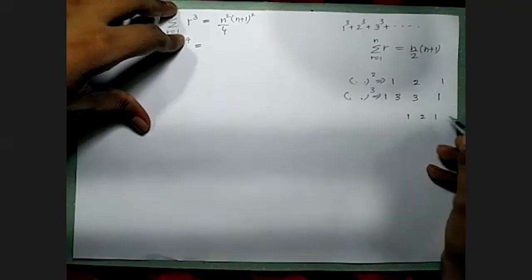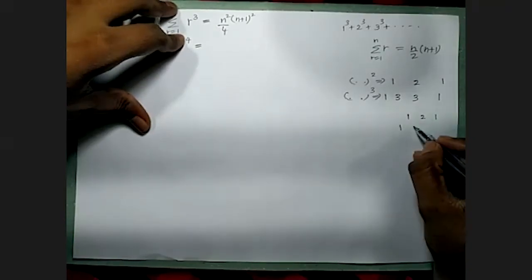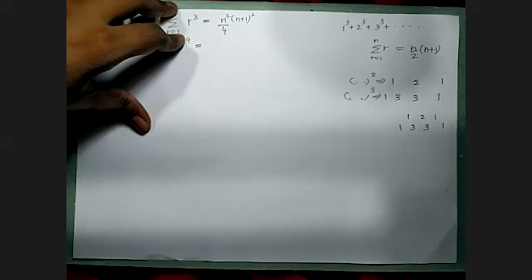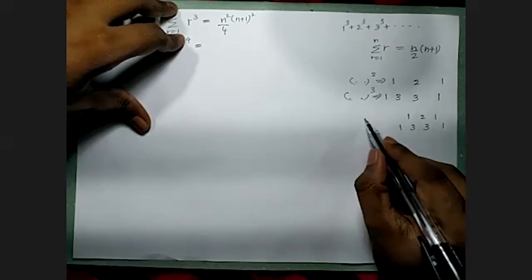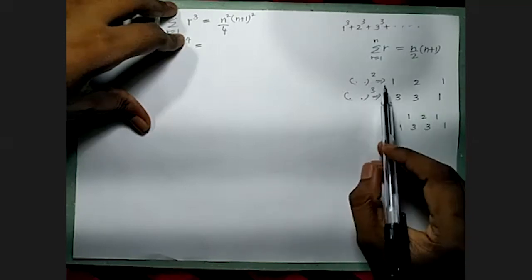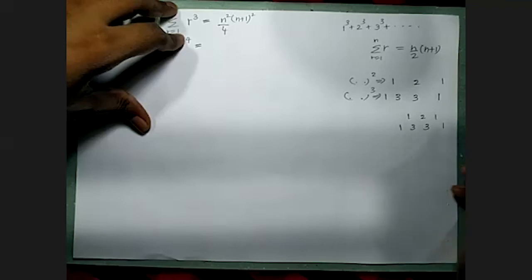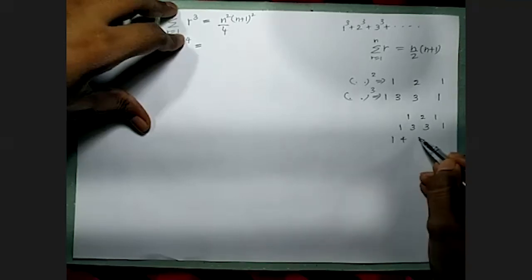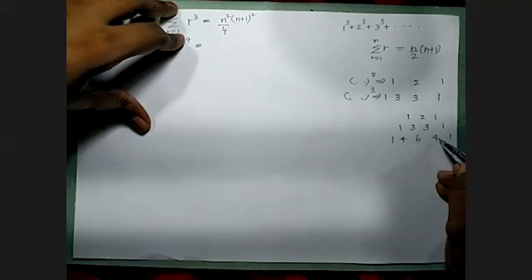So these are the coefficients. There is a triangle called Pascal triangle in order to obtain the coefficients of these higher indices. The coefficients are 1, 4, 6, 4, 1. Okay. How did I get this?